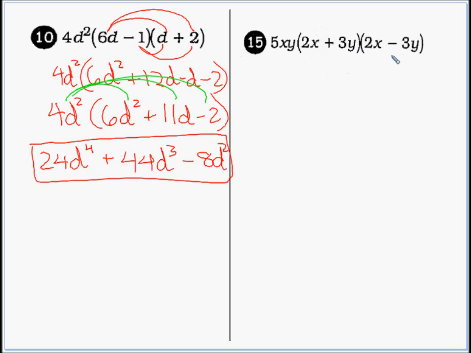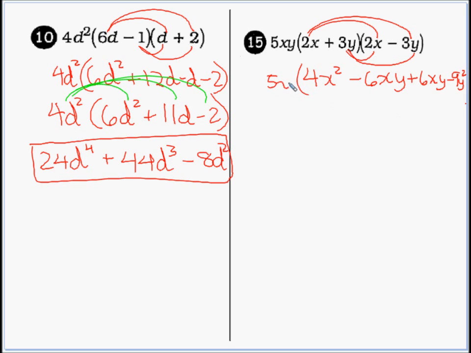Okay, once again, I'm going to use the FOIL method to multiply the binomials. 2x times 2x would be 4x squared. 2x times negative 3y would be negative 6xy. In the inner terms right here, 3y times 2x, again it's going to be 6, but I'm going to write it as xy instead of yx. And then positive 3y times negative 3y is going to be negative 9y squared. Sorry, I ran out of room there.